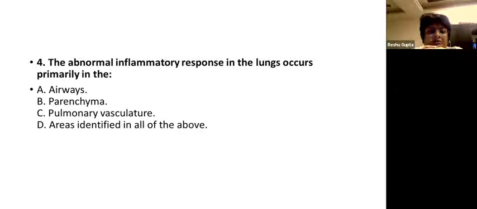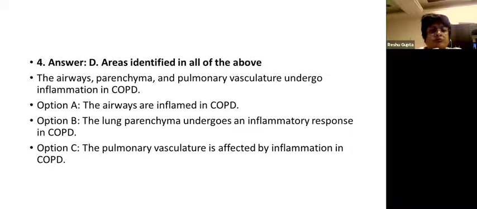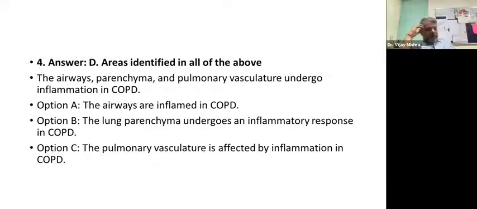The abnormal inflammatory response in the lungs occurs primarily in the airways, parenchyma, pulmonary vasculature, areas identified in all of the above. I think we can move to the explanation. The correct answer is that the airways, the parenchyma, and the vasculature are all involved in the pathophysiology of COPD.